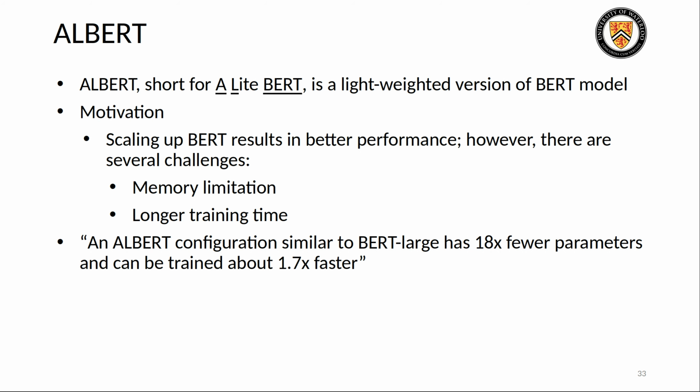The authors show that a configuration of ALBERT similar to BERT large can have up to 18 times fewer parameters and can be trained up to 1.7 times faster. So there are three key parameter reduction techniques introduced in ALBERT: factorized embedding parameterization, cross-layer parameter sharing, and inter-sentence coherence loss of sentence order prediction. I will discuss each of these techniques in more detail in the following slides.